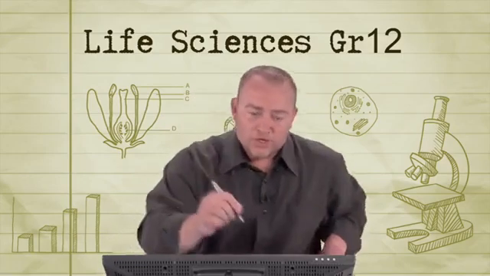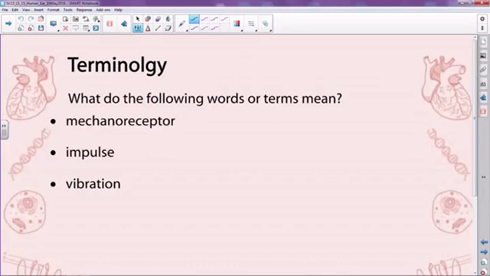So let's see. First one, I want you to do the following. It's a little bit of terminology, of course, and I need you to tell me what the following words or terms mean. First one, mechanical receptor. Next one, impulse, and then you get vibration. Those three little ones, tell me what they mean, and I'm going to give you a quick minute. Let's see if you can get them right. Off you go.